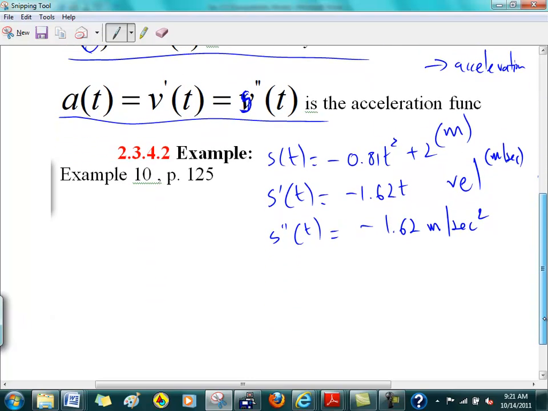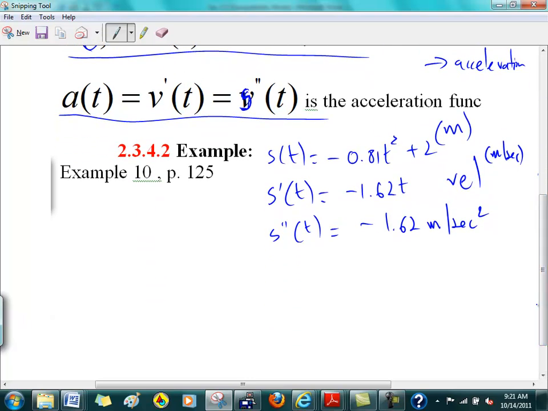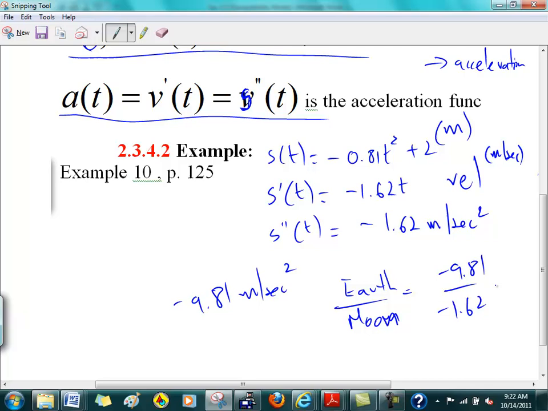So all they're trying to do in this equation is teach you that the gravity on the moon is different than the gravity on the Earth. Everybody knows that. Okay? Gravity on the Earth is negative 9.81 meters per second squared. If you take a look at the ratio, Earth over moon, the acceleration is equal to negative 9.81 over negative 1.62, which is about 6. And from your physical science, you should know that the gravity on the moon is about 1/6 of what it is on Earth.